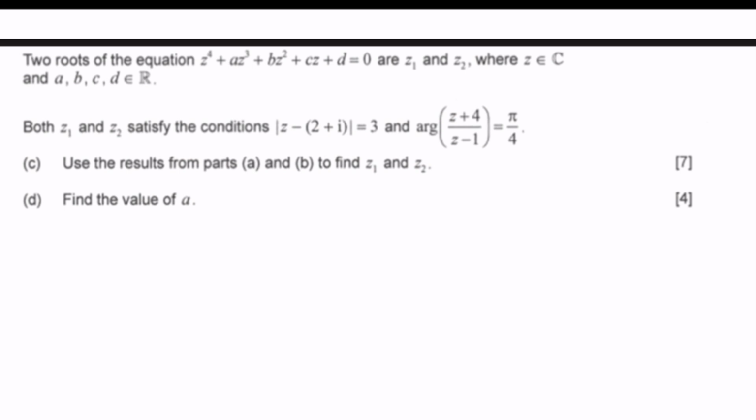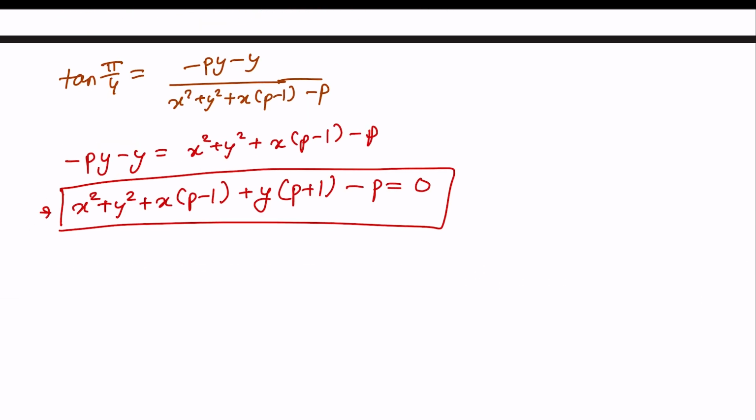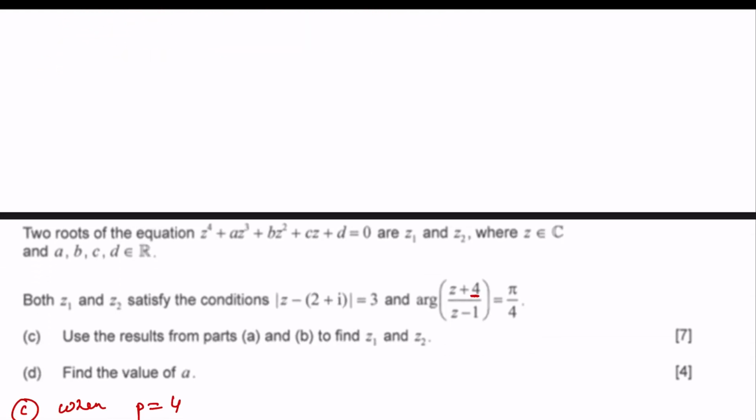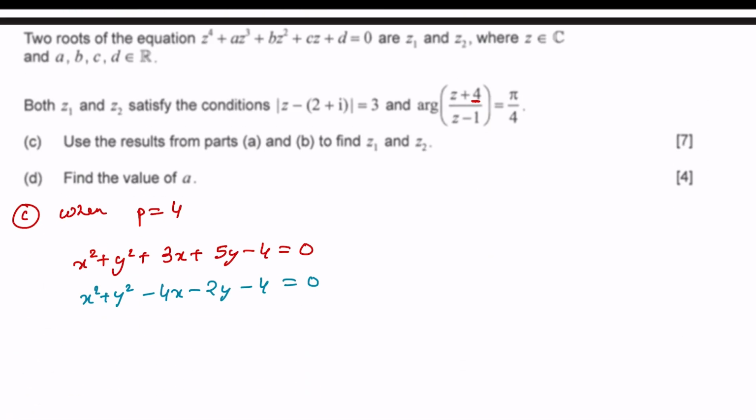Now coming to the last two parts. Two roots are z1 and z2, right? So z1 and z2 will satisfy this condition. We find these using the results from parts A and B. We can use the two equations which we derived, right? So here p is equal to 4. When p equals 4, the first equation remains as it is. The second equation will become x squared plus y squared minus 4x minus 2y minus 4 equals 0. Basically, I just replace p with 4. So 4 minus 1 is 3, that's why you have 3x. And then 4 plus 1 is 5, that's why you have 5y on top, right?